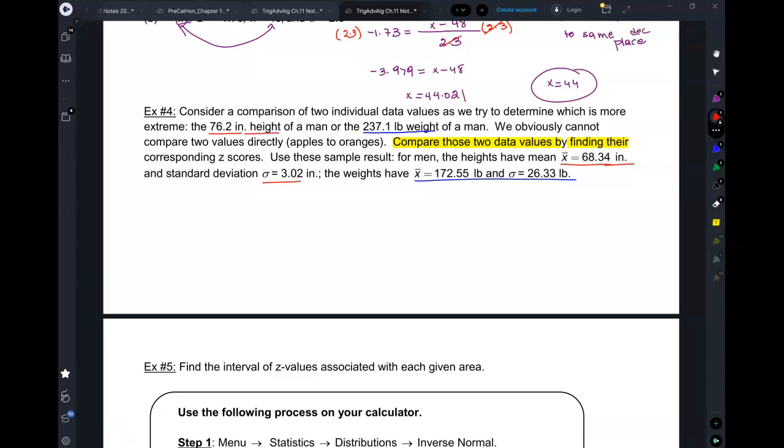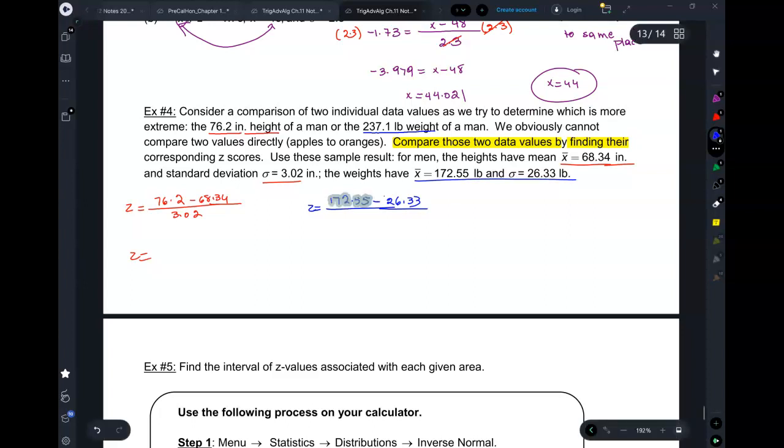All right, so let's do this. For the first one, z is 76.2 minus 68.34 over 3.02, and then the second one, minus 26.33 over, oh no, I did this wrong. Sorry, it was supposed to be 68.34 minus 172.55 over 26.33.